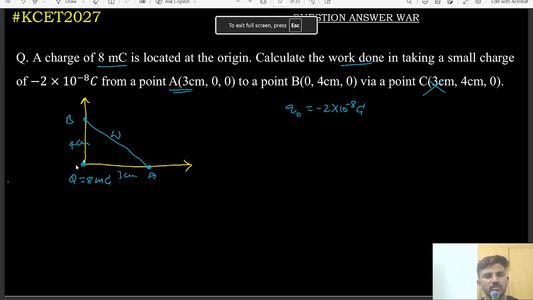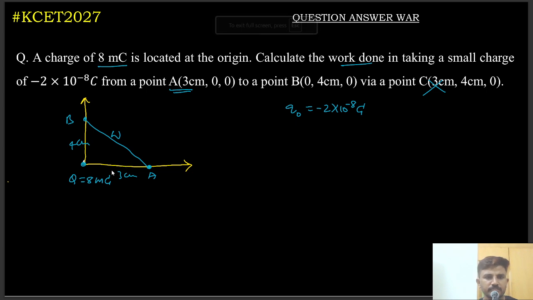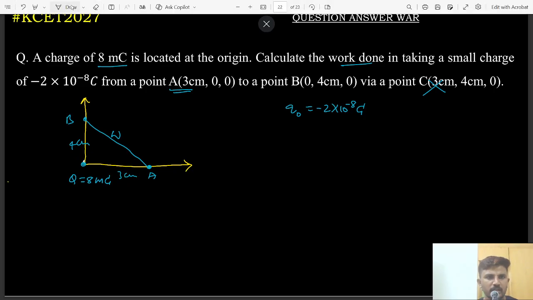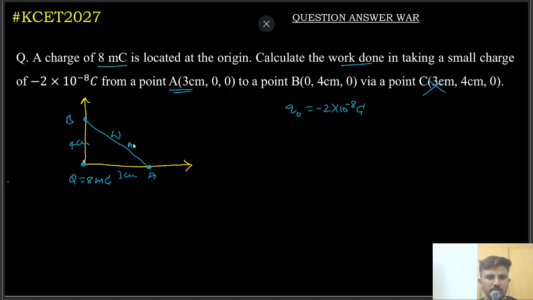We have the Pythagoras theorem. If this is 3 and this is 4, the hypotenuse will be 5. If you want to calculate this distance, AB will be 5 centimeter. If it is required, you can utilize it. So what is the work done? Work done is given by the final potential at B minus the initial potential at A, into the moving charge.